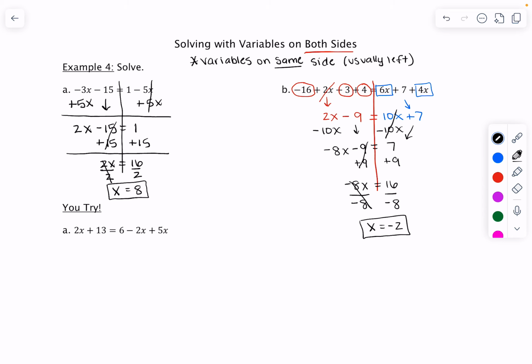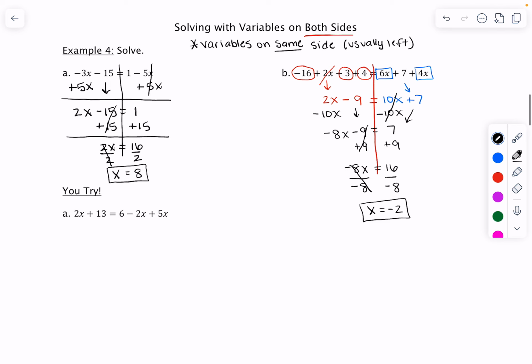Okay. The next problem is a little tricky, but I really want you to try it on your own. So go ahead and pause the video, see if you've got like terms on one or both sides, combine those first, and then go ahead and solve by undoing. So go ahead and pause now and give it a try.